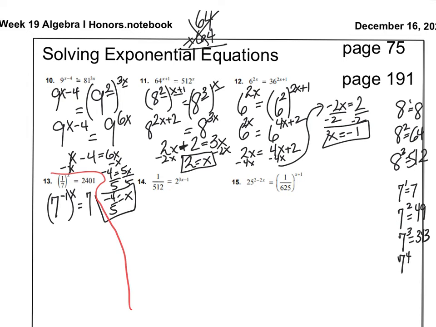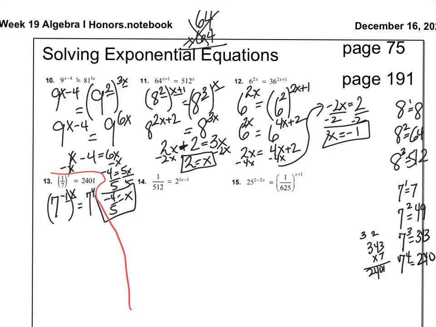7 to the fourth power, 343 times 7. 7 threes are 21, plus 3 more is 24. So that's 2,401. So that's 7 to the fourth power.